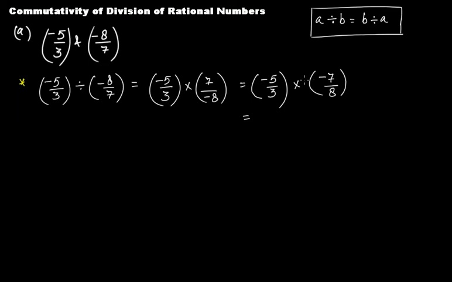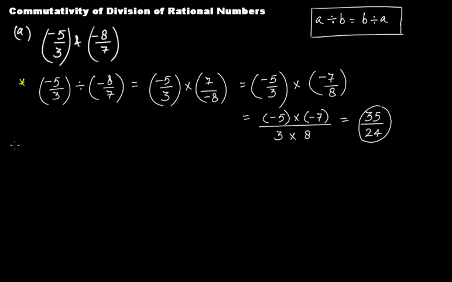Now if you multiply the numerators together, you get minus 5 times minus 7. And this is 3 times 8. You get 35 because we are multiplying two negative numbers. That is why we get a positive result. This is 24. So 35 over 24 is the quotient or the result of this division.